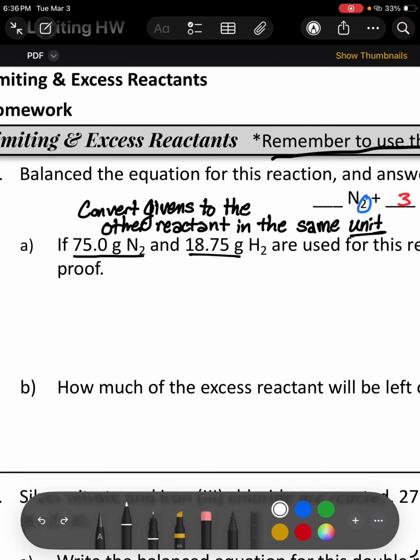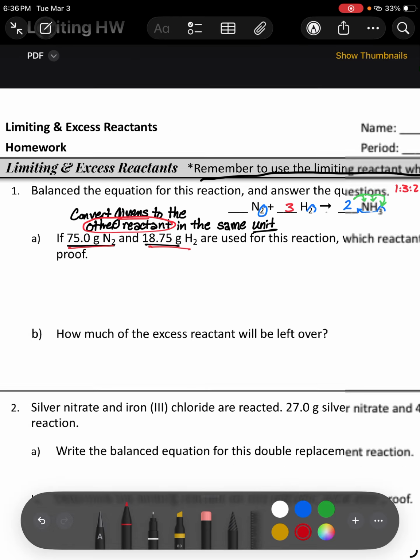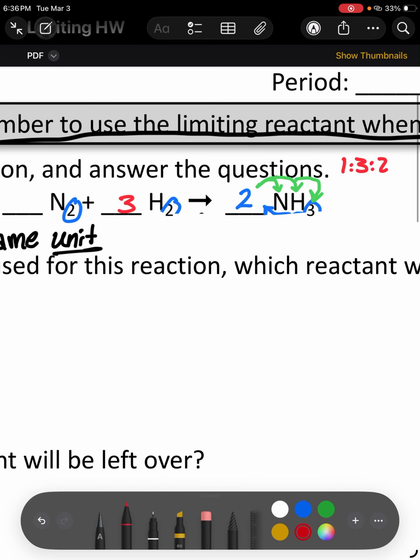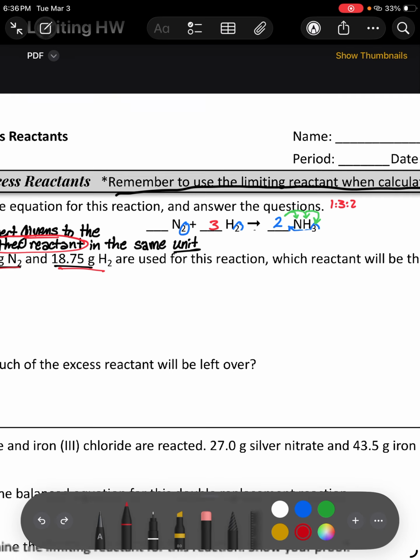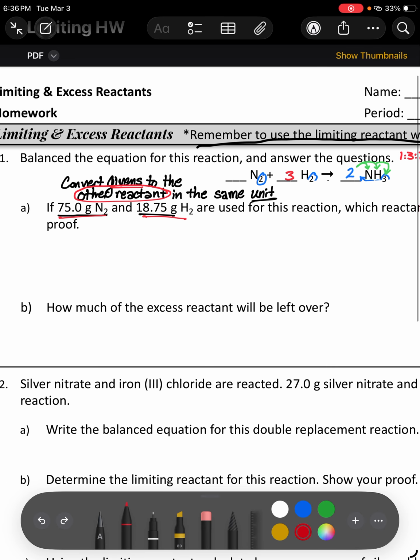So note, we're going to convert each of our givens. How many do we have? 2. We're going to convert each one individually to the other reactant. Remember, the reactants in our equation are those 2 compounds on the left. We're not going to be considering anything about the product side. We're just looking at the reactants.